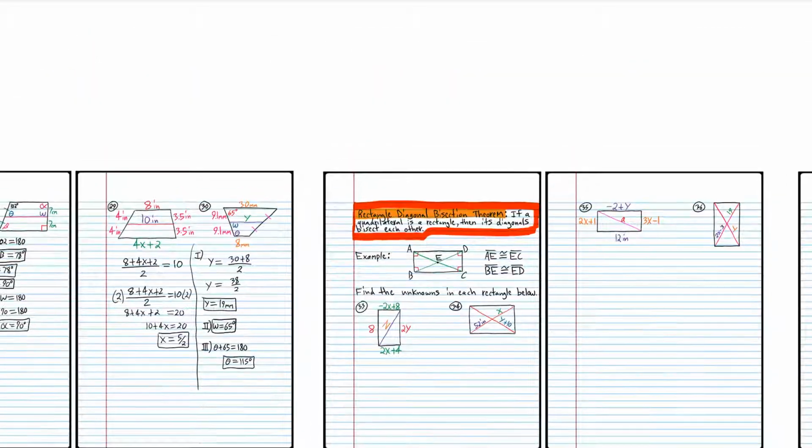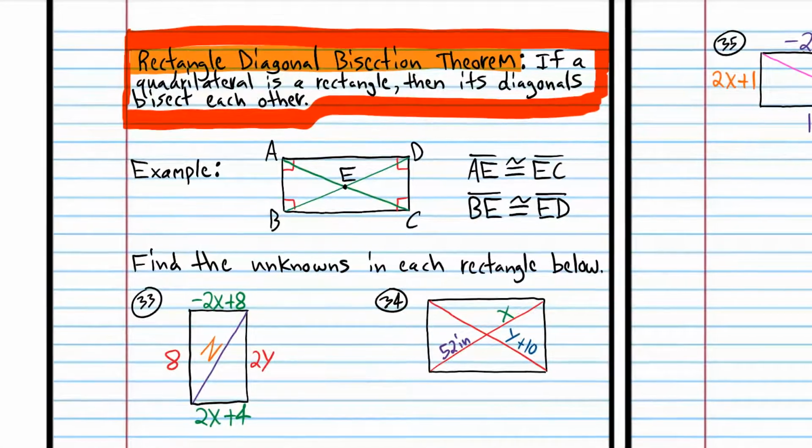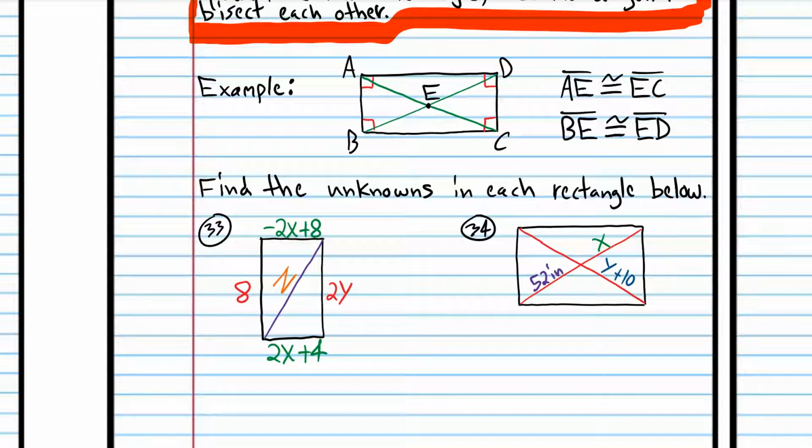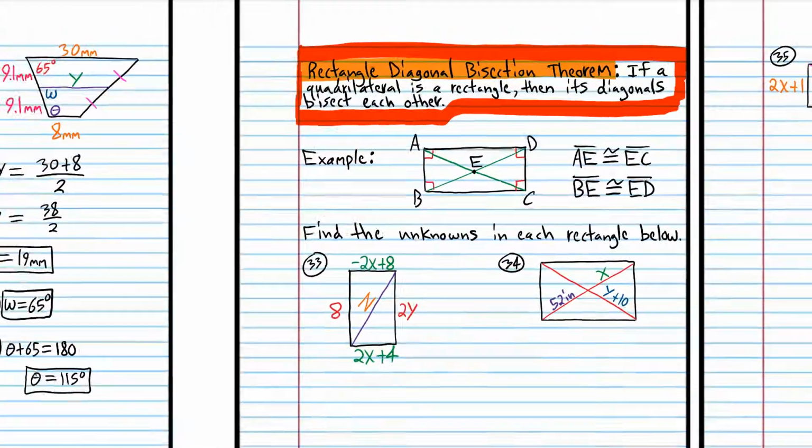And then we have the rectangle diagonal bisection theorem. Obviously, if a rectangle is a parallelogram, then diagonals bisect, because that's one of the parallelogram theorems. And so now we're going to do some practice problems. Again, you should have gotten screenshots of all that.